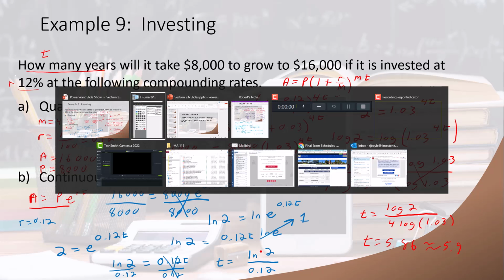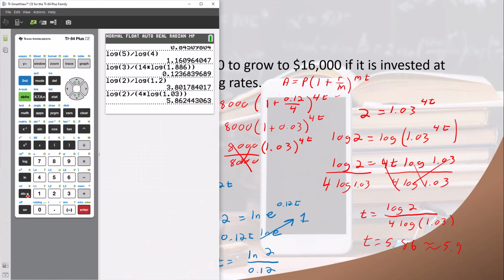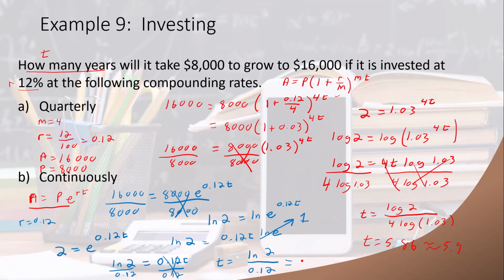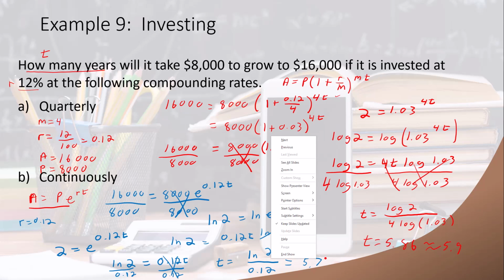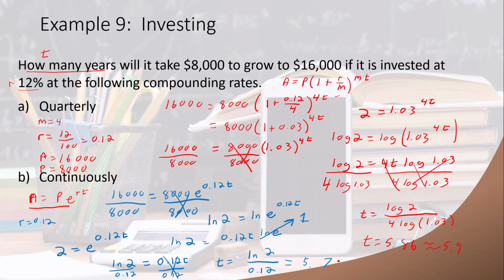Okay, and what is that going to be? Well, let's figure that out. Natural log, ln, 2, close parenthesis, divide that by 0.12, and we get 5.776 years. Let's make that 5.77, and that would round to about 5.8. And that is all that I have for this particular video.